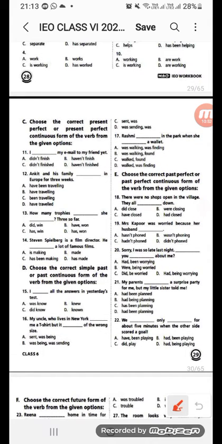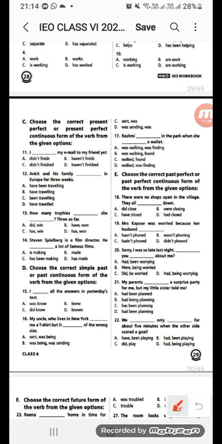Choose the correct present perfect or present perfect continuous form of the verb from the given option. In the present perfect continuous form, we talk about such actions that started in the past but is still continuing, and the present perfect is an action that has been completed at a specific time in the present and whose effects are still there.